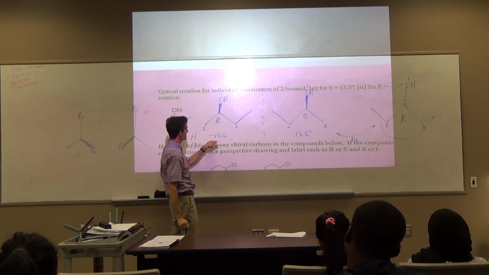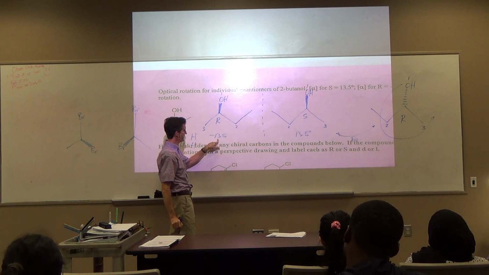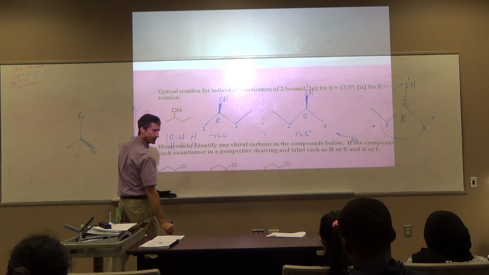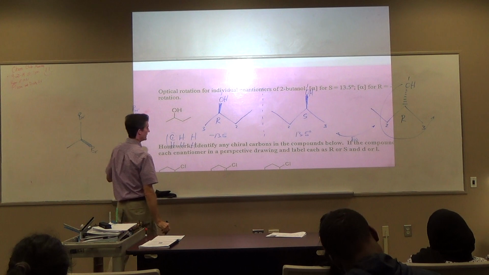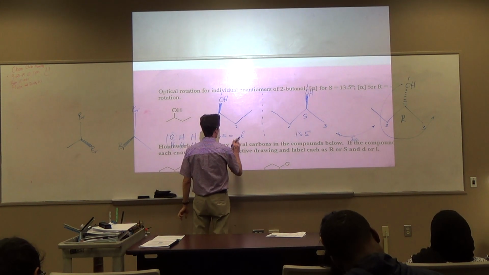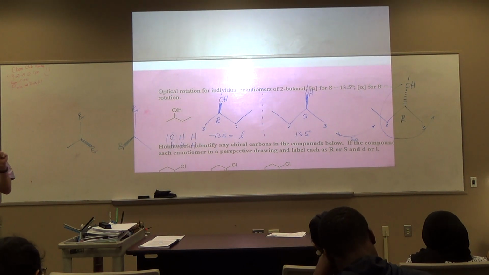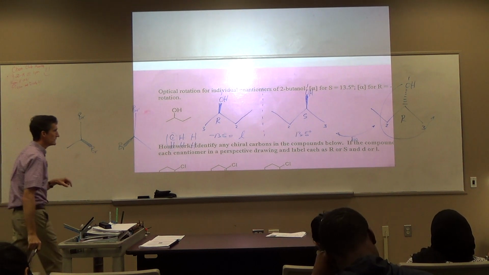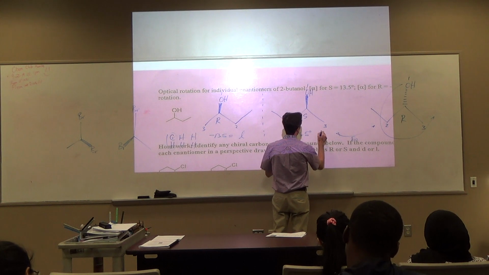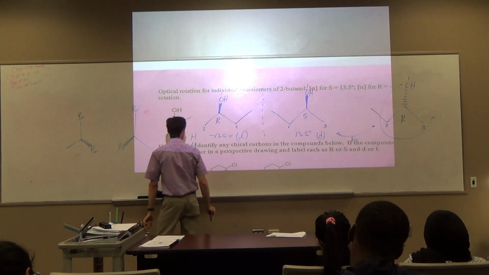Okay, since we know this is negative, what can we also call this one? Negative. Negative, is that dextro or levo? Levo. Okay, L. That's an L. Small l, not capital. And this one is what? D. Okay, we can put that.